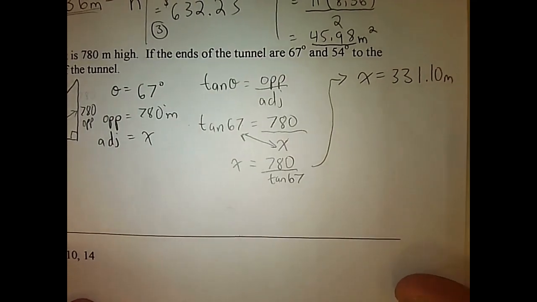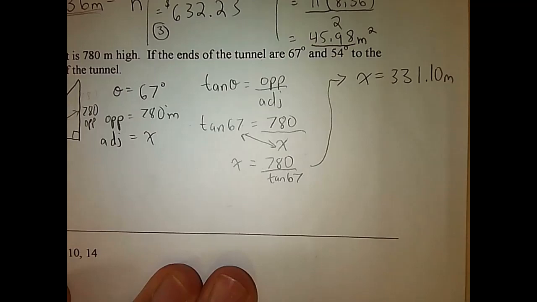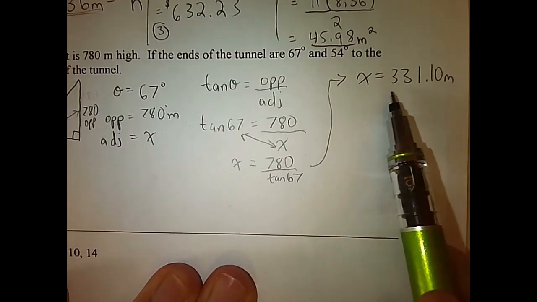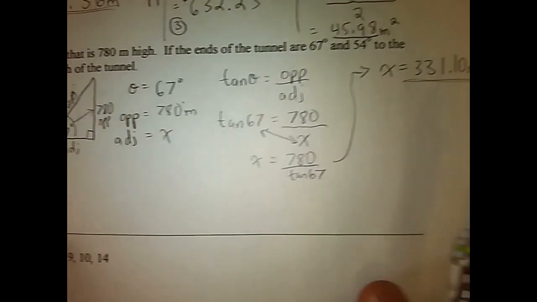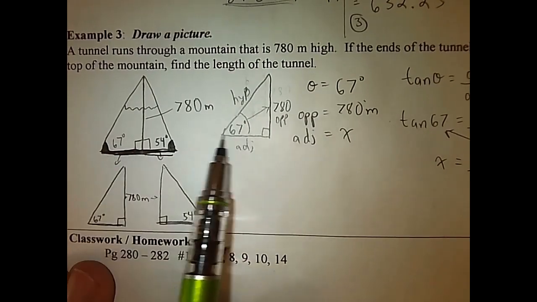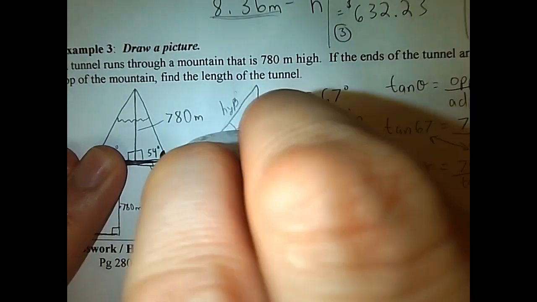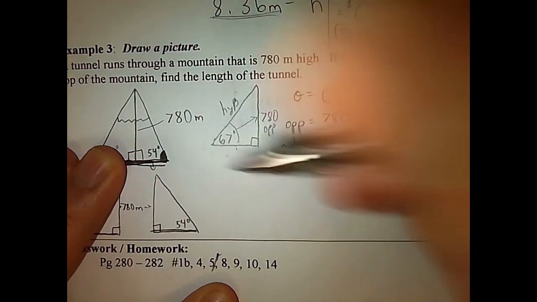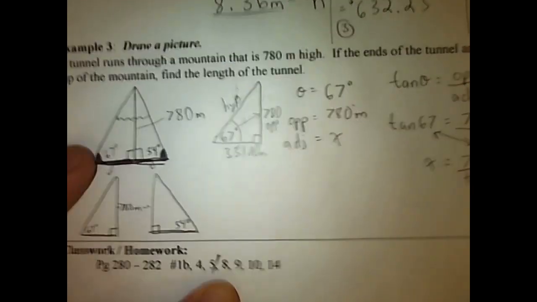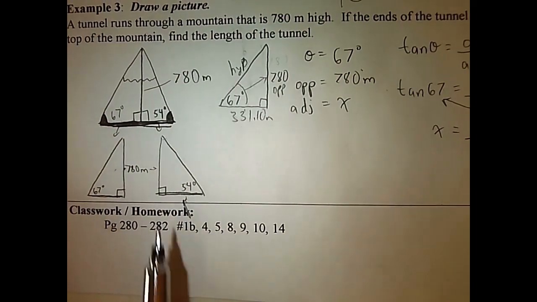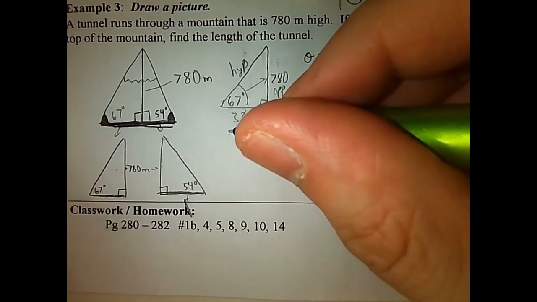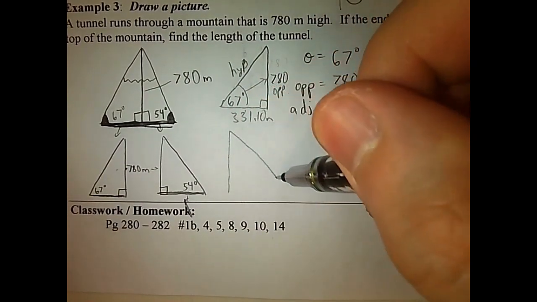If you want to double check that on your own, please do so, and if I'm wrong, let me know in the comments. So I get this for the length from here to here. So this adjacent side we found to be 331.10 meters.